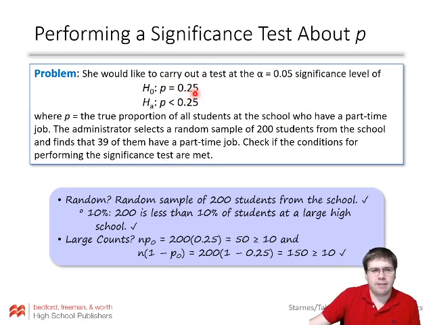So 0.25 n times that, 200 times 0.25 is 50, which is at least 10, and 200 times 1 minus 0.25 is 150. Both of those are at least 10.